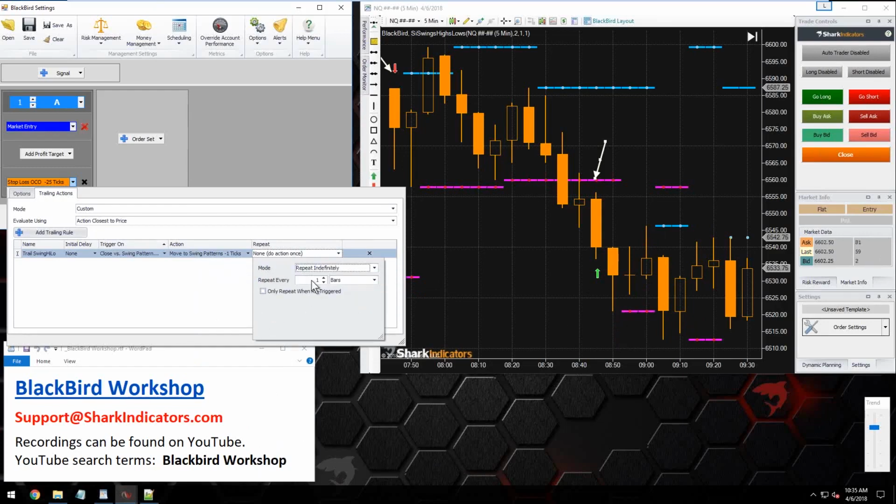All right. And since we're using an indicator, since we're setting the stop loss to an indicator, indicators typically update themselves on a bar by bar basis. So you can just leave this on a 1 bar repeat setting here. So basically that should do it.